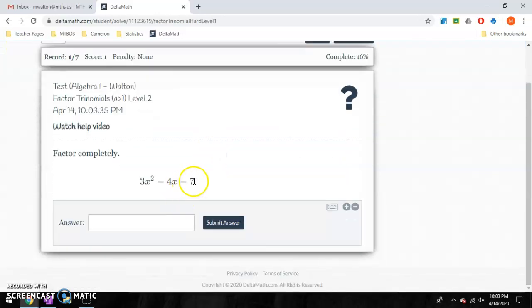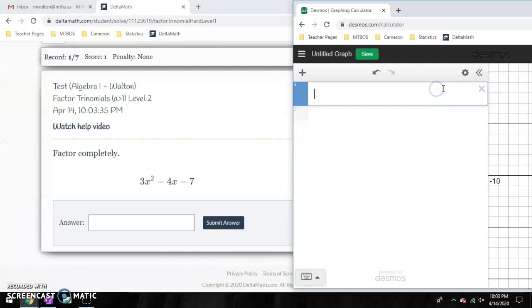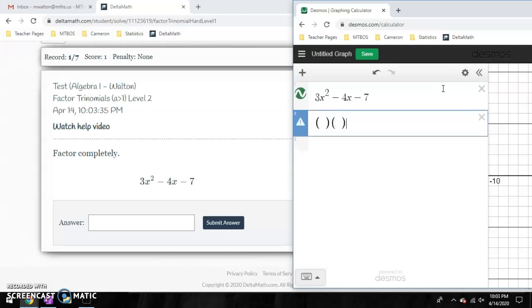All right, same thing here. Let's go ahead and just do one more together. If you're feeling confident, feel free to stop the video, but I want to do just one more together. All right, looking at this, here's what we got. We have 3x squared minus 4x minus 7. First off, 3x squared breaks up into a 3x and an x. And then -7.